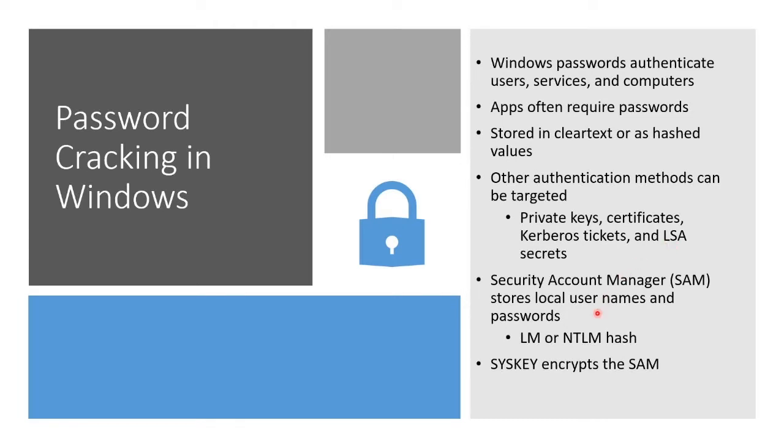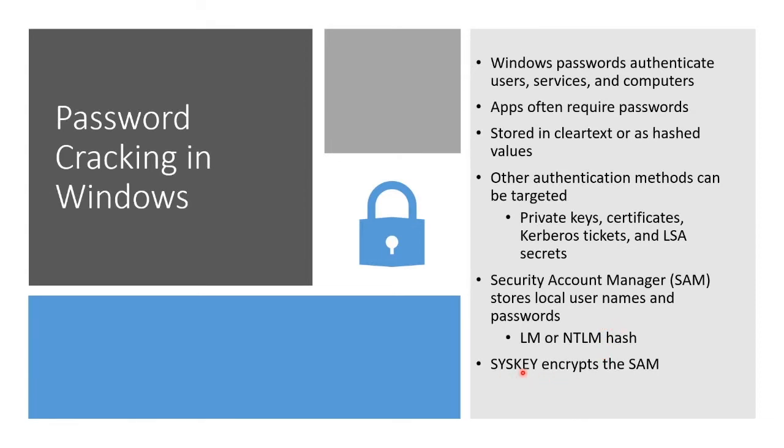The usernames, however, are stored in the Security Account Manager, the SAM file. They are stored as either an LM, LAN Manager, or NTLM, NT-LAN Manager, hash. Very often they're stored in both formats. To protect the SAM, there's actually another key at boot up called the sys key. It's a key that encrypts the SAM, which encrypts these hashes, which are encrypted passwords.